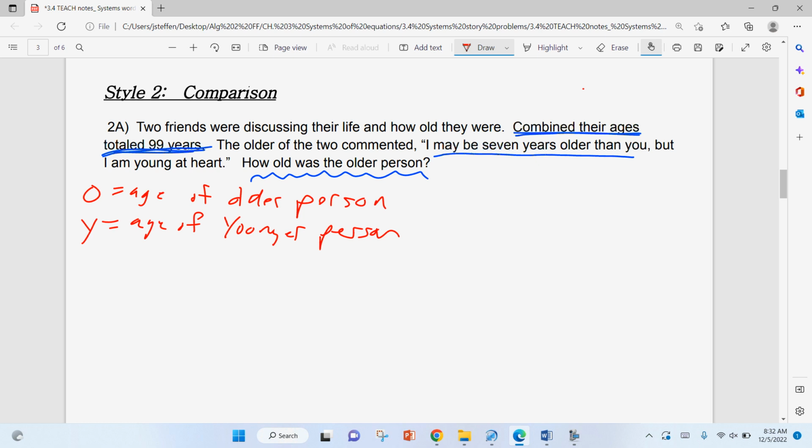So this one shows up a lot that a lot of people miss. The first equation. Combined, their ages total 99 years. A lot of people don't know what to do with that. Well, if you combine their ages, don't you just take the age of the older person and the age of the younger person, add those together, and they're telling you if you add those together, it's 99 years. That's what they mean by that. You're going to have a lot of those in the next couple ones.